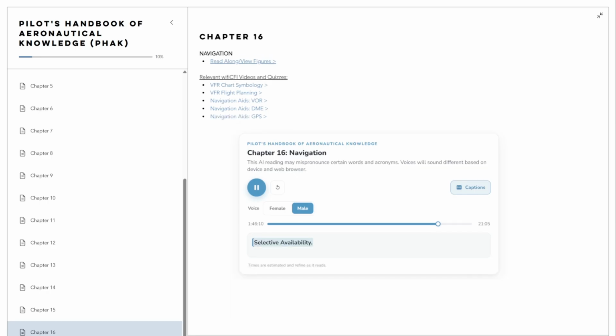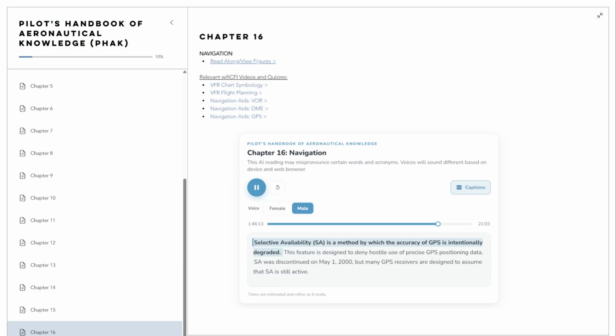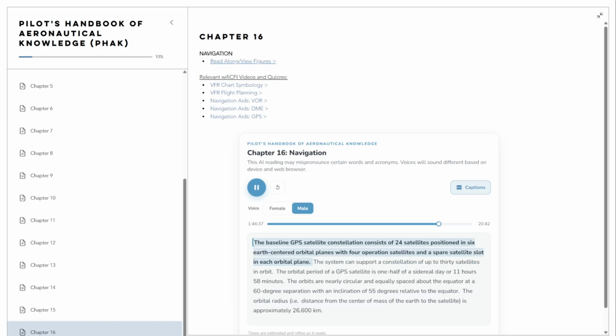Selective availability. Selective availability, SA, is a method by which the accuracy of GPS is intentionally degraded. This feature is designed to deny hostile use of precise GPS positioning data. SA was discontinued on May 1, 2000, but many GPS receivers are designed to assume that SA is still active. The baseline GPS satellite constellation consists of 24 satellites positioned in 6 Earth-centered orbital planes with 4 operation satellites and a spare satellite slot in each orbital plane. The system can support a constellation of up to 30 satellites in orbit.